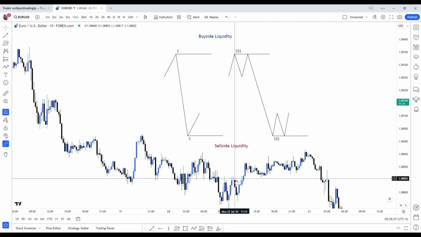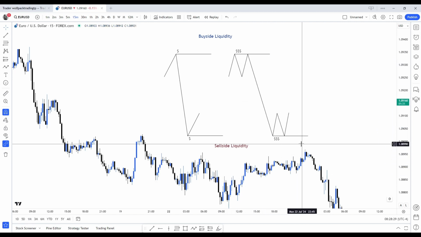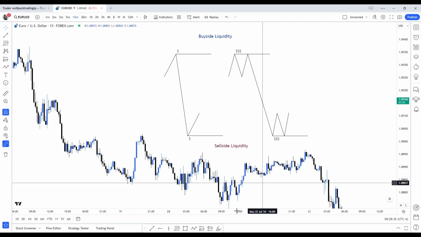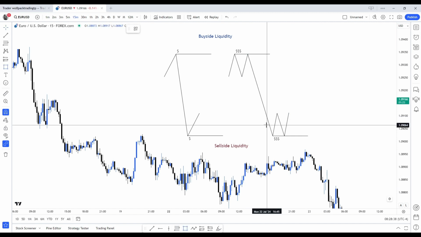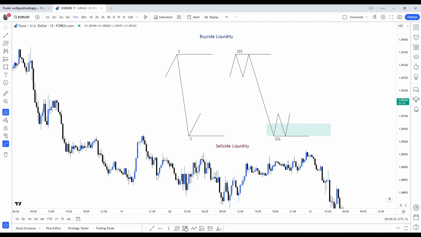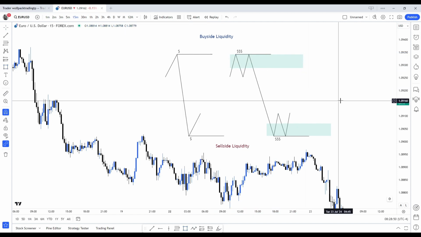Which one would you rather target? You would rather target the equal highs and the equal lows, because these areas will be viewed through the retail mindset as a protected area, as support. You will often see retail traders draw support here and resistance above here, and I'm sure you may have done this yourself as well.